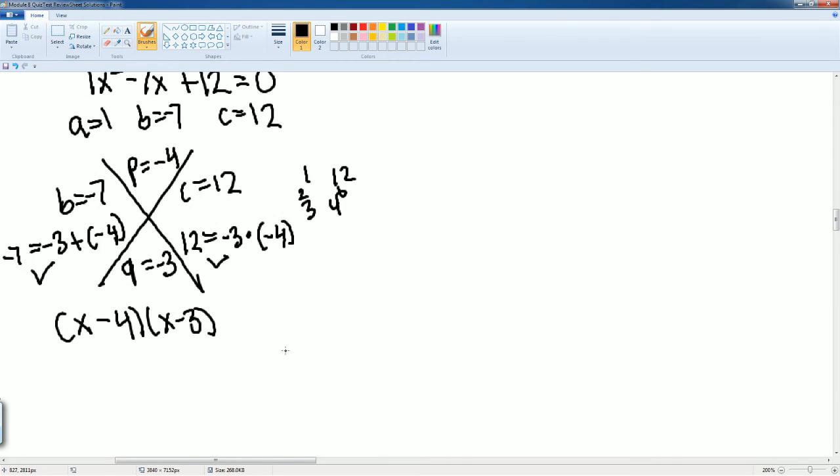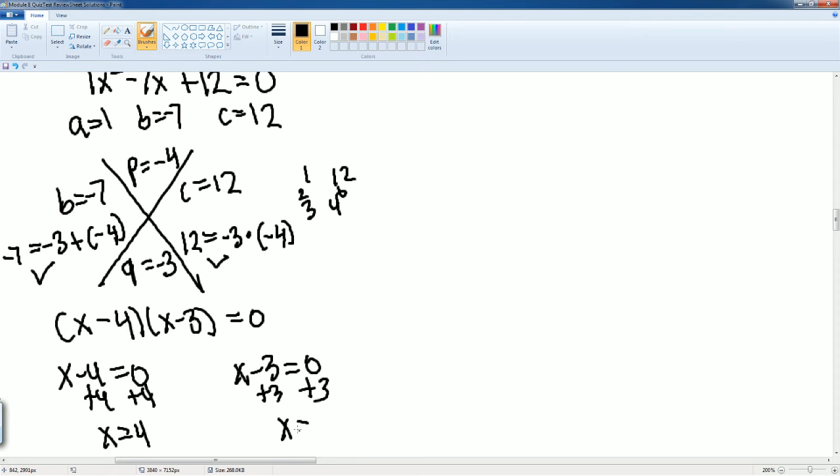Okay, set this equal to 0. So we get x minus 4 equals 0 and x minus 3 equals 0. So we add 4 to both sides, you get x equals 4. Add 3 to both sides, you get x equals 3. So your solutions are x equals 3 and x equals 4.